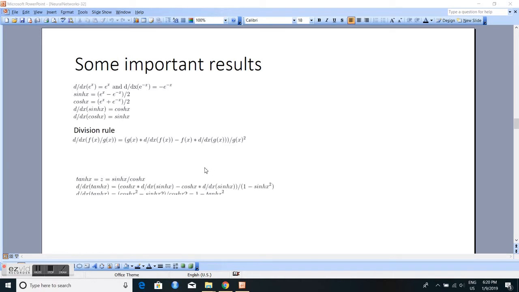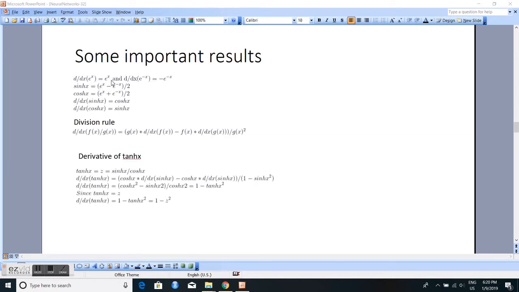Now let's look at some important results. d by dx of e^x is e^x. I mean, that is obvious. And d by dx of e^(-x) is minus e^(-x). And sinh x is the hyperbolic function, e^x minus e^(-x) divided by 2, and cosh x is e^x plus e^(-x) divided by 2. If I take the derivative d by dx of sinh x using these two results, we can show d by dx of sinh x is equal to cosh x, and d by dx of cosh x is sinh x.